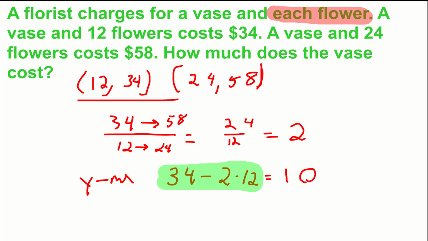Well, yeah, if we use the other point, we'd have 58 minus, our slope is 2 times 24. 2 times 24 is 48. 58 minus 48 still gives you 10. And that's kind of how you know you have the correct slope, if it would work for both of them. Any questions?